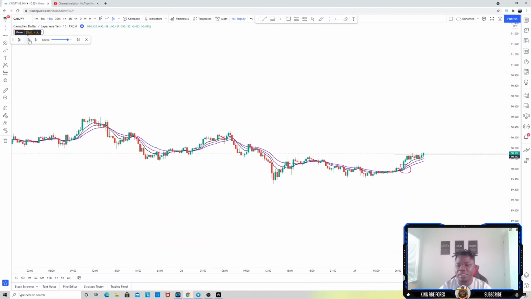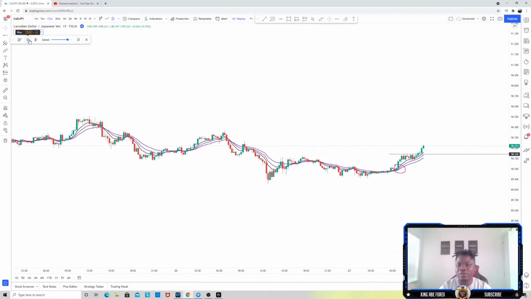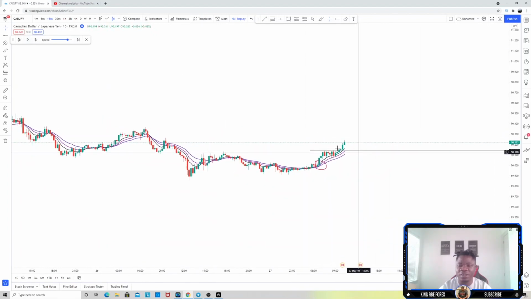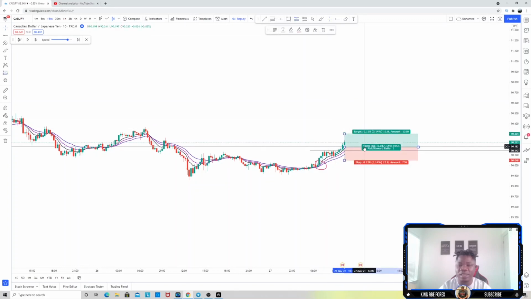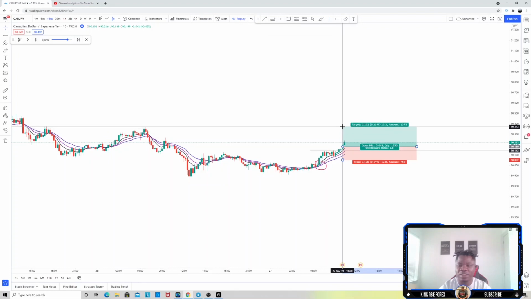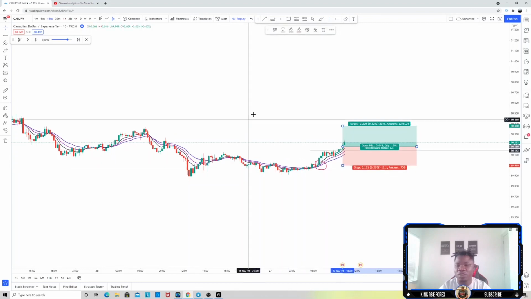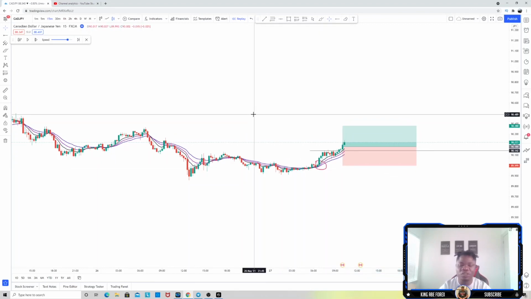Got the pullback right there. Now, right here, this bullish candle, this is going to be your entry right over here. Now, to set your take profit, we can easily target 20 pips right here. We have a stop loss. We need 1-to-1 risk to reward ratio. For our take profit one, we have 1-to-1 risk to reward ratio right there.